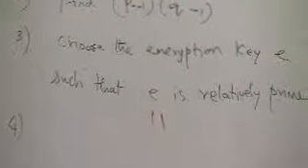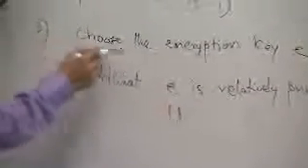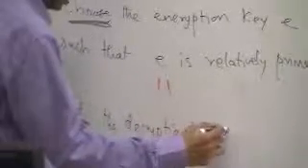The decryption key D is the multiplicative inverse of E in class modulo (P minus 1) times (Q minus 1). As I said, this step is choosing the encryption key, but here you're going to find the decryption key D. In this case, what we want to find is the multiplicative inverse of 11 in class modulo 120. That's how the decryption key is defined.